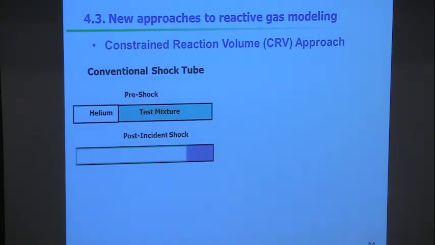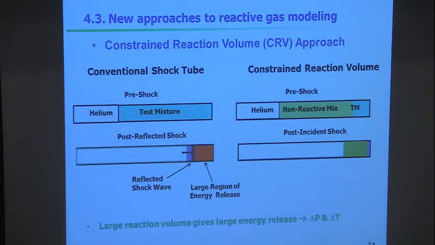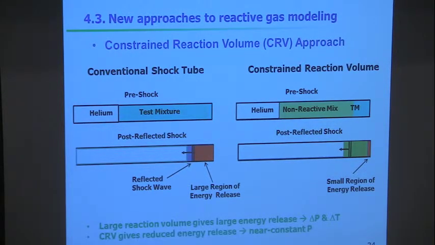In this constrained reaction volume idea, this is what you usually do. You fill this chamber with the test mixture. And then you have this region here that's releasing energy because it's exothermic, and you get, therefore, large delta P and delta T. What if you do it differently? What if you just fill this little section right here with test gas? Now the test gas is compressed to this region here. The amount of energy released is smaller. Maybe we can control the pressure change. And sure enough, over some wide range, it works pretty well.